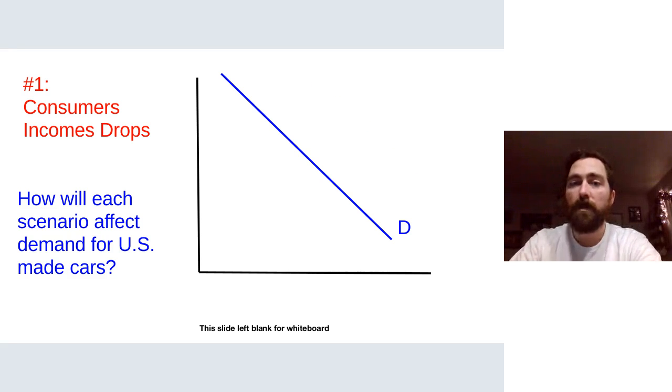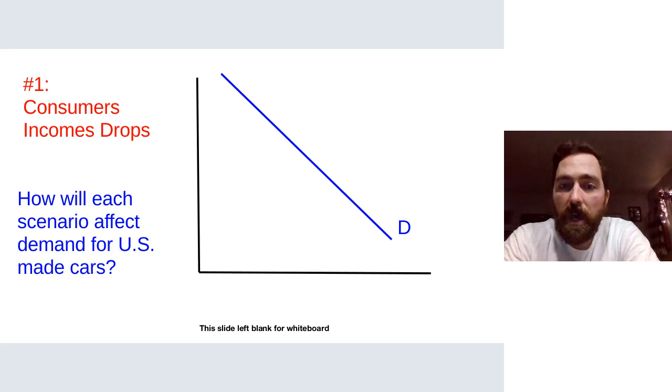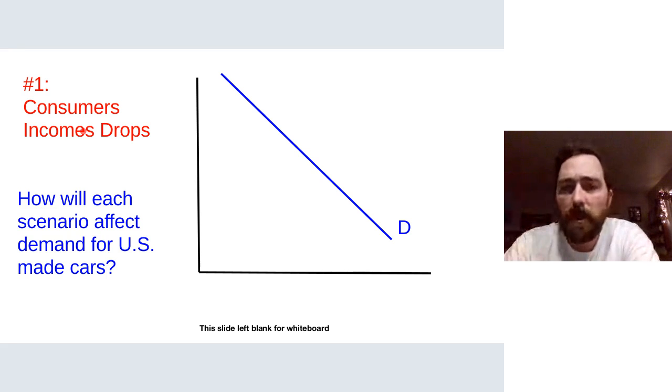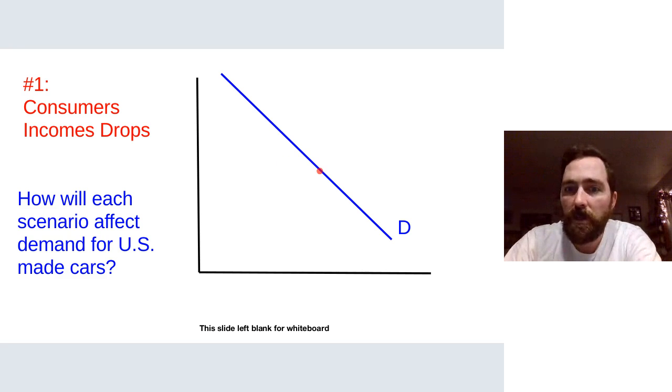For all 8 of these, we're looking at the market for US-made cars. We're talking Dodge and Ford and Chevy, those cars made here in the United States. Number one: consumers' income drops. In this scenario, we're assuming there's a recession. People are out of work more often and cutting back on their purchases. How is this going to affect the market for US-made cars?